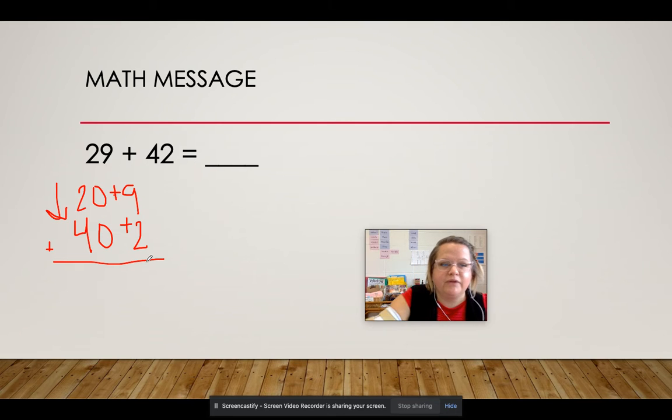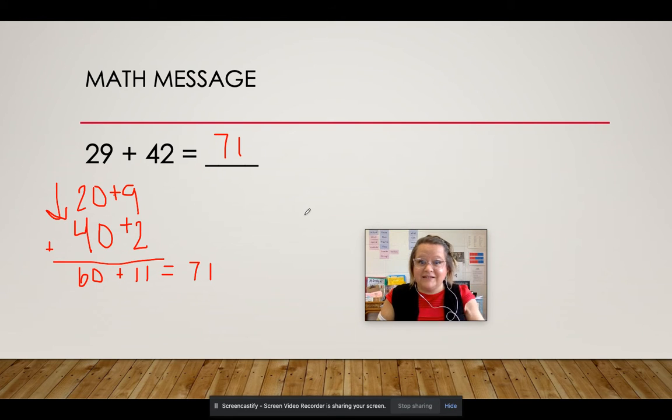Okay, 9 plus 2 equals 11. 40 plus 20 equals 60. So now we have 60 plus 11 equals 71. So 29 plus 42 equals 71. Is that the answer that you got? Awesome.